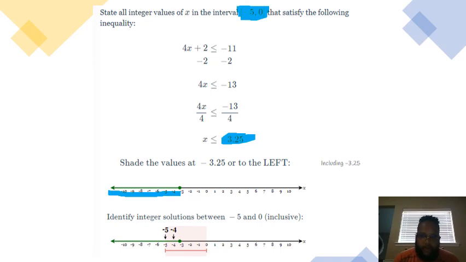So identify integer solutions between -5 and 0 inclusive. These are all the numbers I can use between -5 and 0, and the only two whole numbers are -5 and -4. And that's it. Hopefully this helps, and let me know if you have any questions at all.